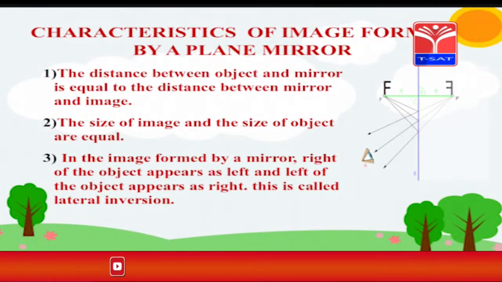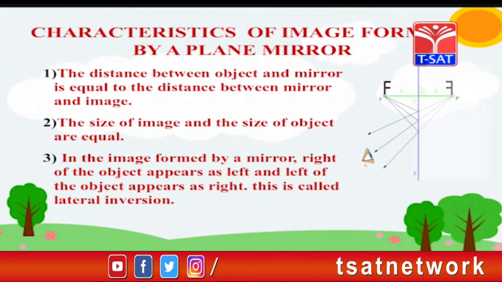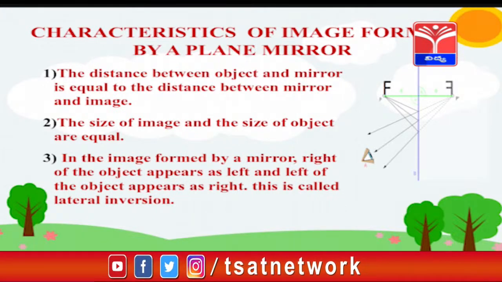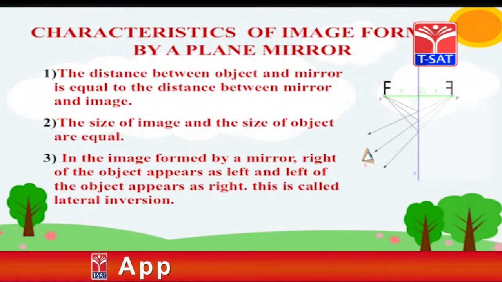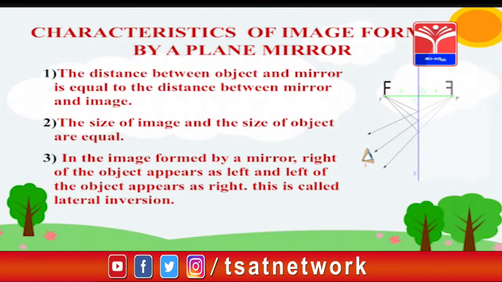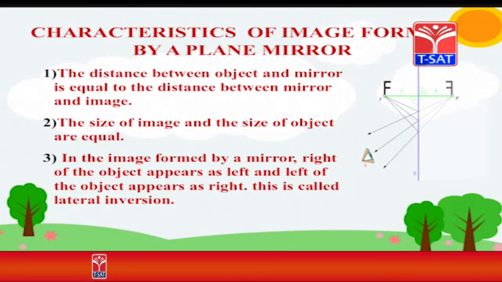Characteristics of image formed by a plane mirror are: the distance between the object and the mirror is equal to the distance between the mirror and the image. The size of the image and the size of the object are equal. In the image formed by a mirror, the right of the object appears as left and the left of the object appears as right. This is called lateral inversion.